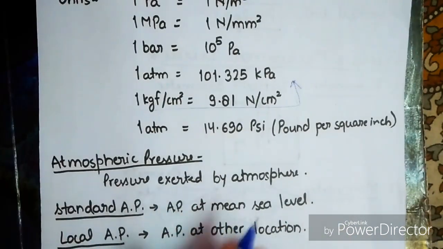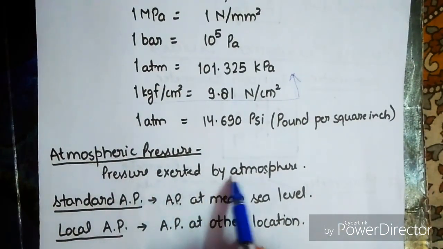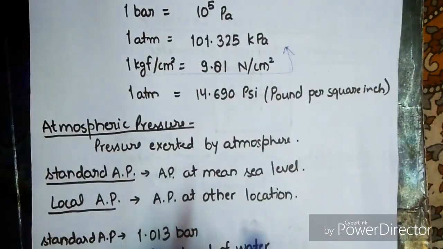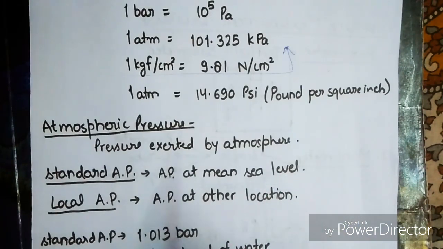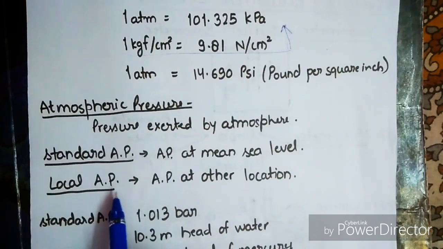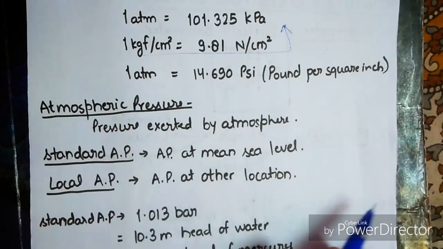Okay, now the atmospheric pressure. What is atmospheric pressure? This is the pressure exerted by the atmosphere on some body. Okay, standard atmosphere at mean sea level, that is 0 MSL. MSL is at Bombay High. Local atmospheric pressure is the atmospheric pressure at any location other than mean sea level.